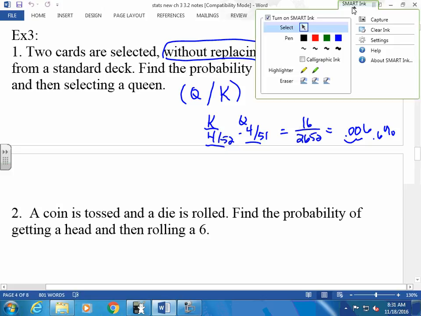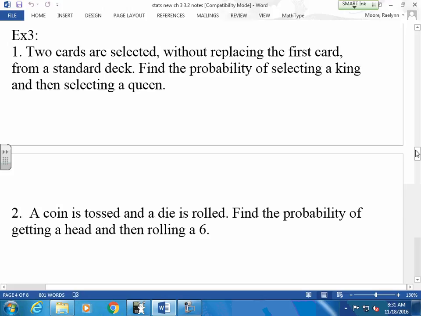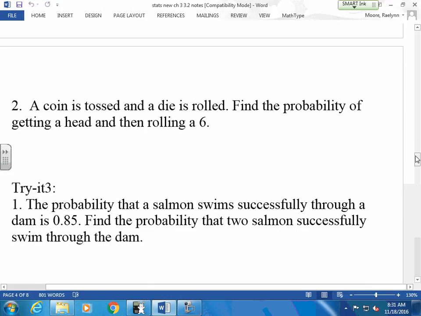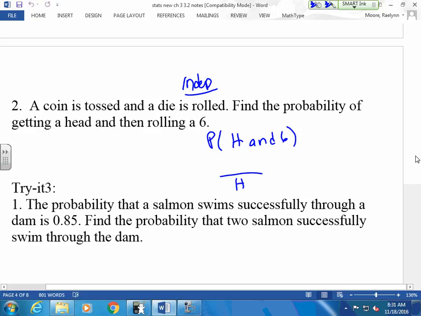Okay. A coin is tossed and a die is rolled. If I toss a coin and I roll a die, dependent or independent? Independent. I need to know this first. So I want to find the probability of getting a heads and a 6. What is the probability of tossing it and getting a head? 1 out of 2. What is the probability of getting a 6? 1 out of 6, and we multiply.